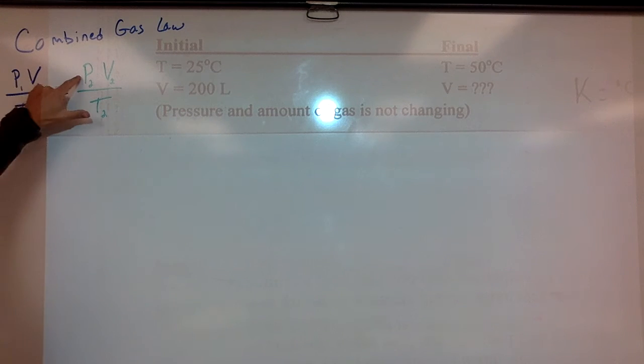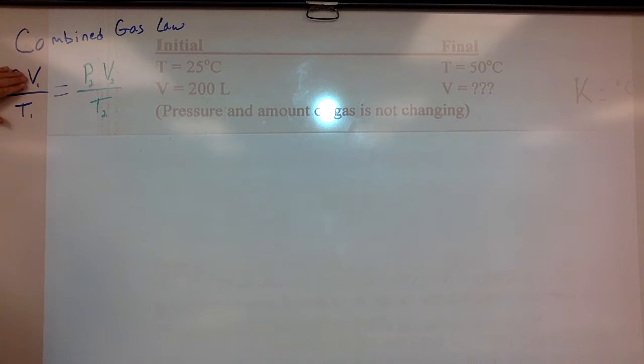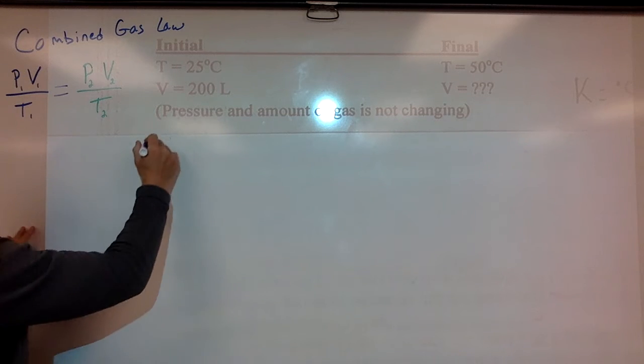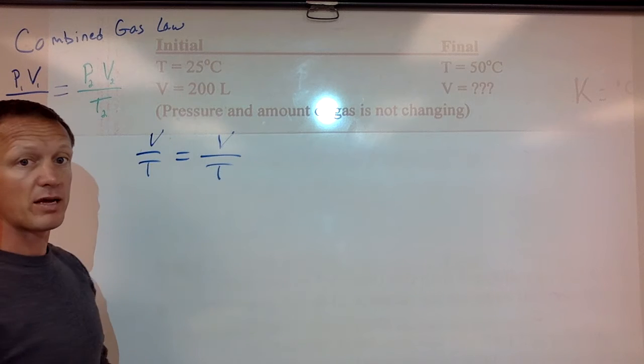So since pressure is not changing, you could put a number in there that's the same on both sides, or just leave P out of it. So V over T equals V over T. If something's not in there, that means it's staying the same. Now we set it up like this.